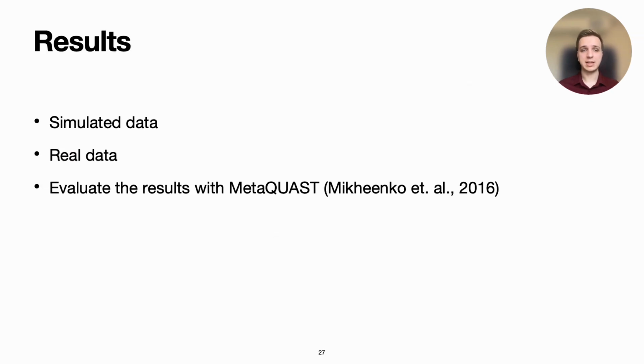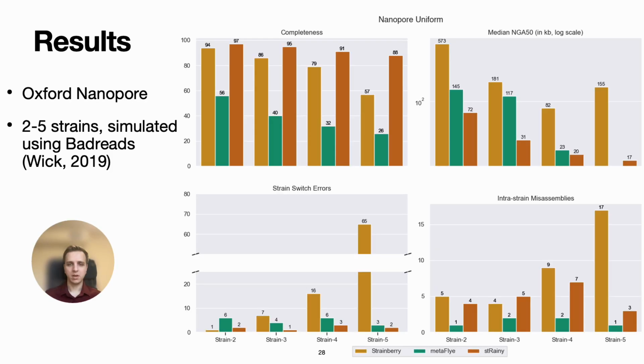And moving on to the results, I will show you results with simulated and real data that contains both Oxford Nanopore reads and PacBio Hi-Fi reads, which are evaluated using a tool called MetaQuast. Looking at simulated Oxford Nanopore results, we see that regardless of the number of strains in the dataset, stRainy produces the best results in terms of completeness, strain switch errors, and intra-strain misassemblies, whereas Strainberry has higher NGA50 scores.